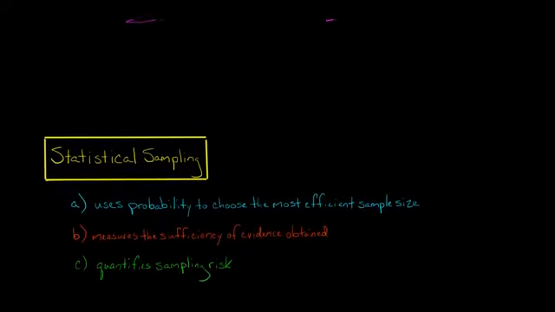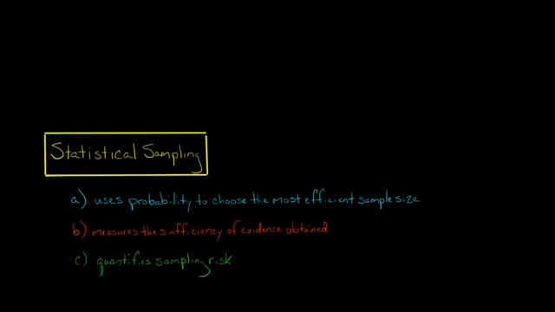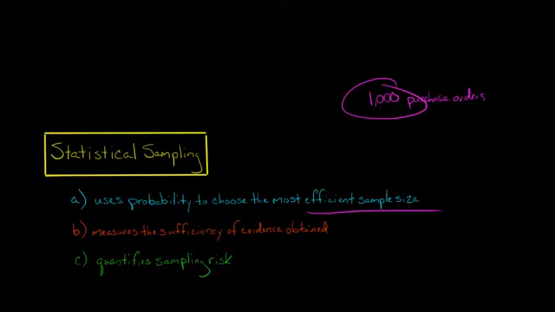So we'll start with statistical sampling. Let's say that we've got a situation where we have 1,000 different purchase orders. Okay, that's the population. We have 1,000 purchase orders, and we're trying to figure out what should be the sample size. Well, with statistical sampling, we would use probability to say, okay, what would be the optimal and most efficient sample size out of this 1,000 given the tolerable risk and so forth, right? And so we're going to say, okay, what is the most efficient sample size using probability?